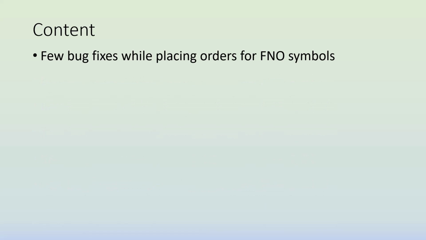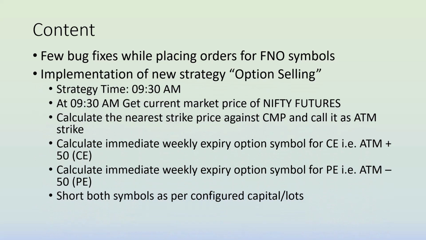There are a few bug fixes while placing orders, especially for futures and option symbols. I fixed them, and yes, we are going to implement the option selling strategy. So what are the rules? The strategy starts at 9:30 a.m. sharp. We are going to sell both CE and PE at 9:30 a.m.